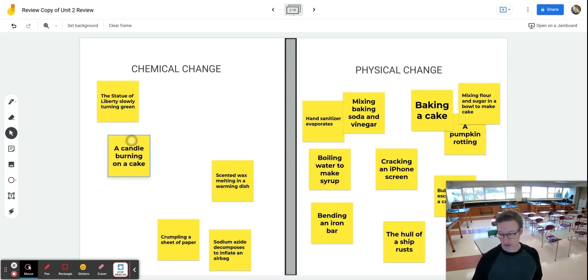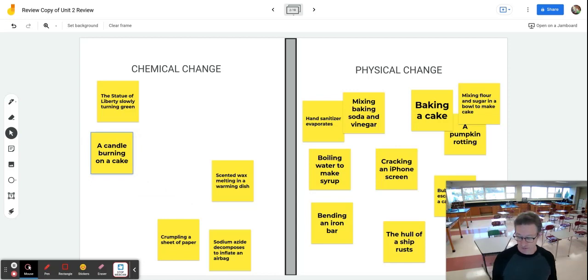A candle burning. Burning is always going to be an example of chemical change. That's combustion, which is actually the same process as the rusting or tarnishing of the Statue of Liberty. It has to do with combining with oxygen.